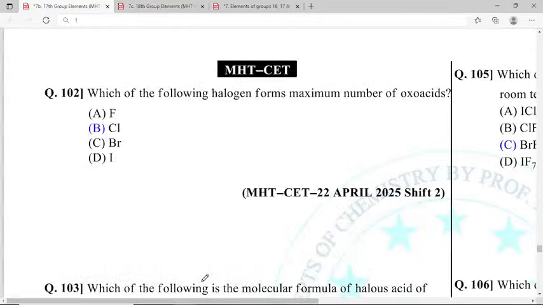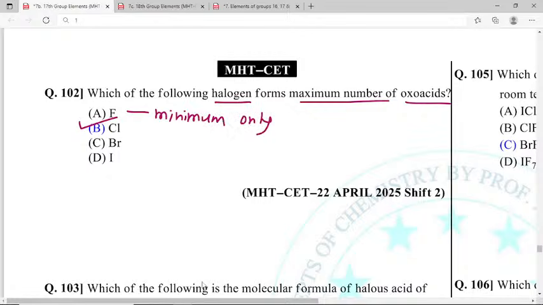Next question. Which of the following halogens forms the maximum number of oxoacids? Chlorine. Chlorine shows the maximum number of oxoacids and fluorine the minimum. Minimum means only one, HOF.